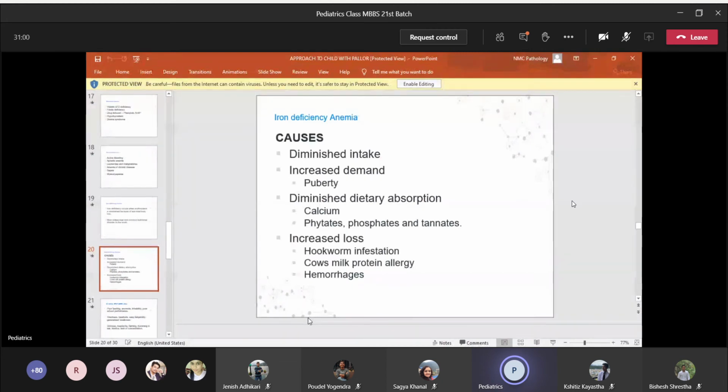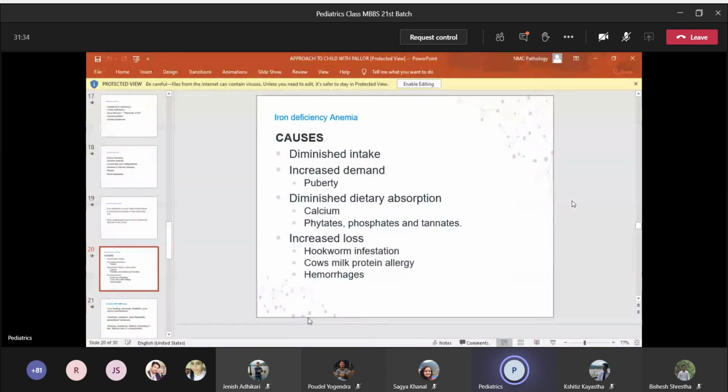Diminished intake usually means dietary deficiency in children, so it can cause iron deficiency anemia. Increased demand occurs as in the puberty age. And diminished dietary absorption, for example, if we give the iron along with calcium, phytate or phosphate, the absorption of the iron will be decreased. So if we prescribe iron to the patient, we say don't give iron along with these things or milk, because it can decrease the absorption of the iron.